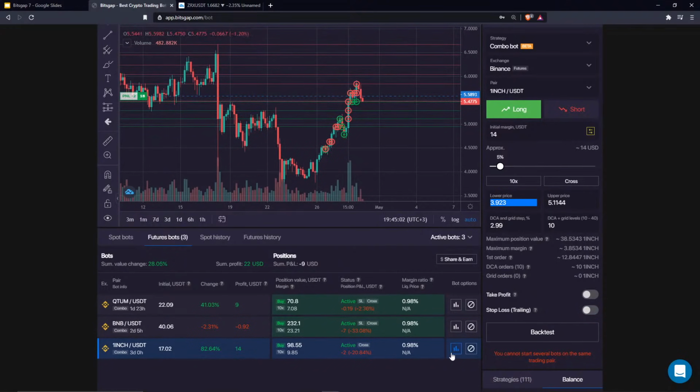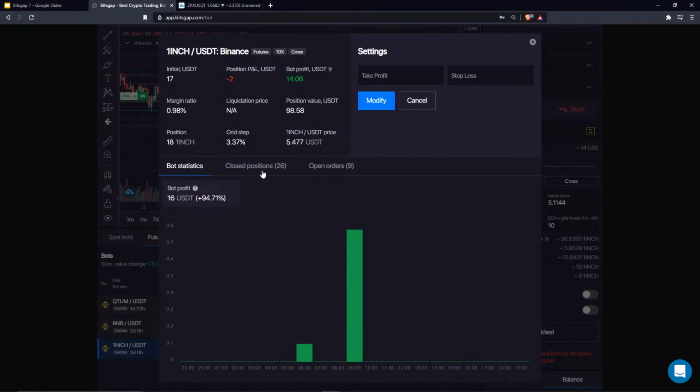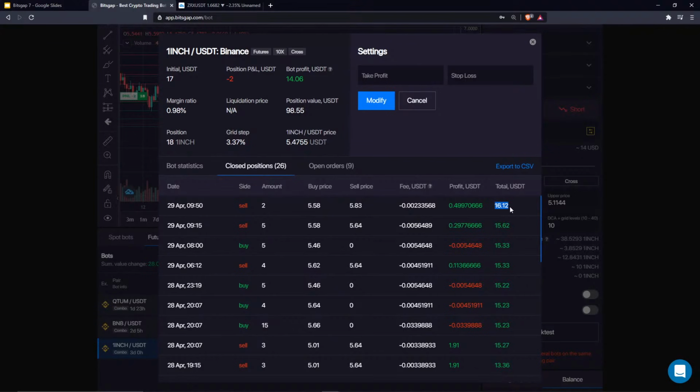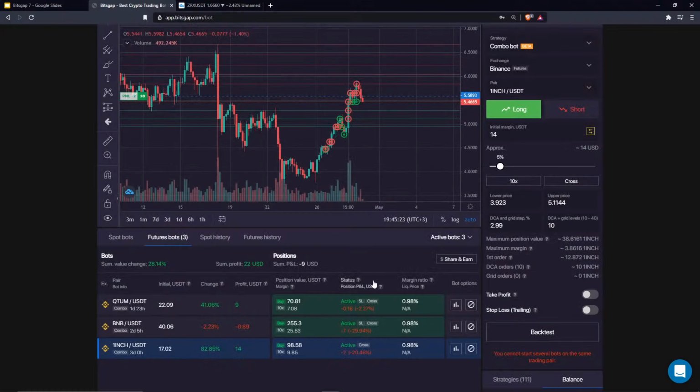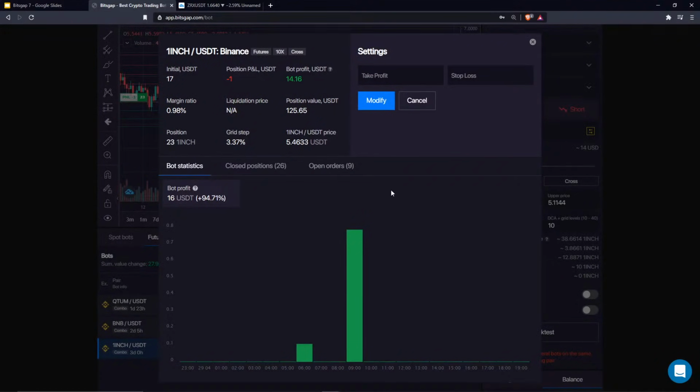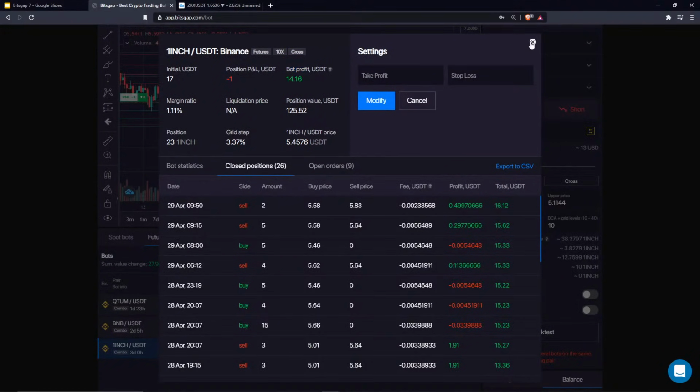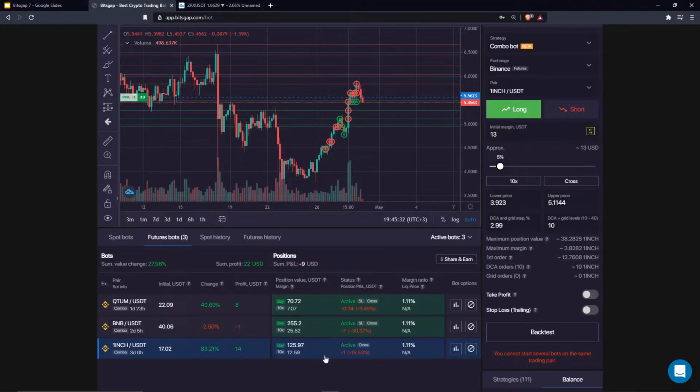So if you click here, you will see that in reality so far it has managed to make $16. Yeah, so the bot, by buying low and selling higher, has managed to bring me $16. But since my open P&L right now is -2, that's why we don't see 16, we see 14. So that's because of the difference. 16 minus 2 is exactly 14.